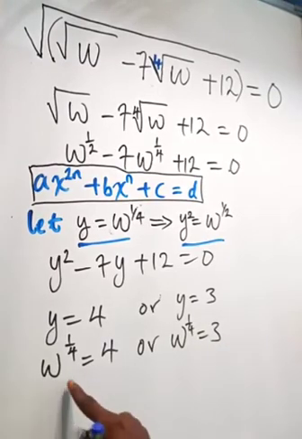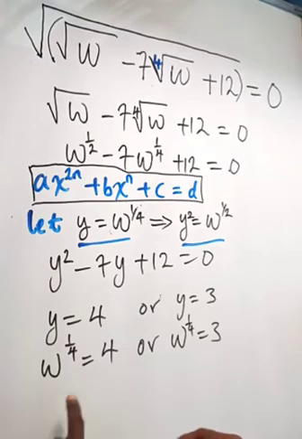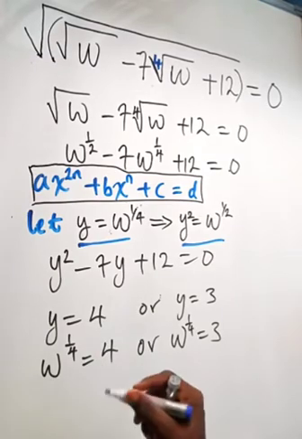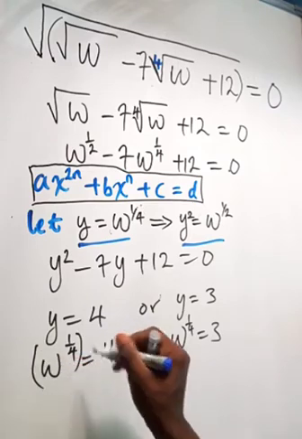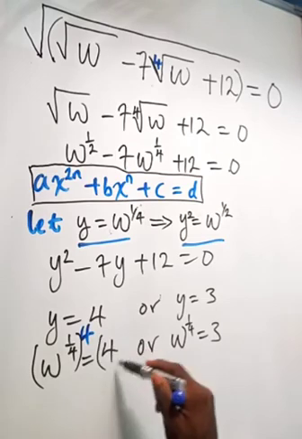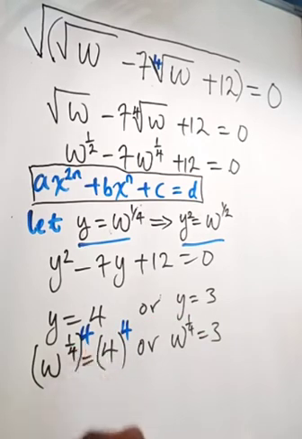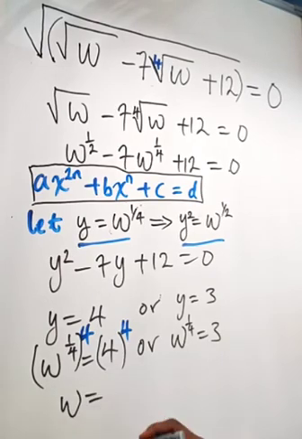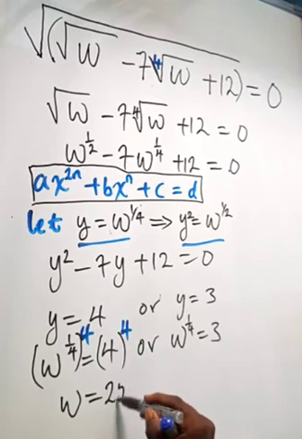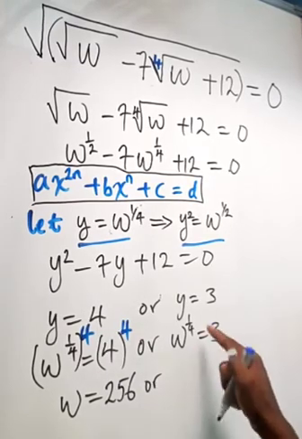Now, if w raised to the power 1 over 4 is 4, what can w possibly be? The fourth root of a number gives us 4. What is that number? We can get that by raising both sides to the power 4. So we raise this to the power 4, and we go ahead and raise this to the power 4. By raising this to the power 4, we multiply the powers. That will give us w is equal to 4 raised to the power 4. You check that out. That is 256.